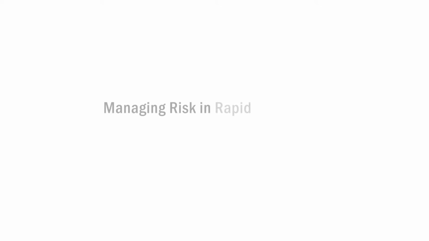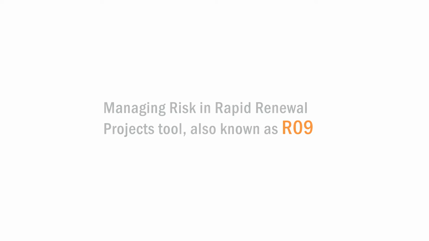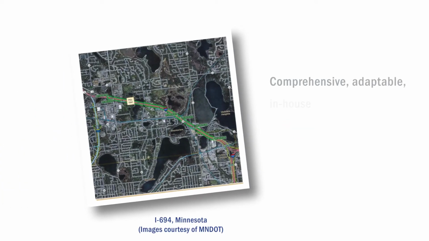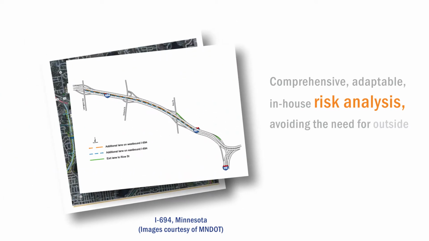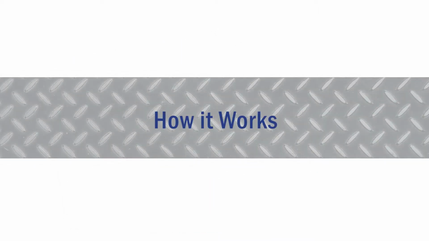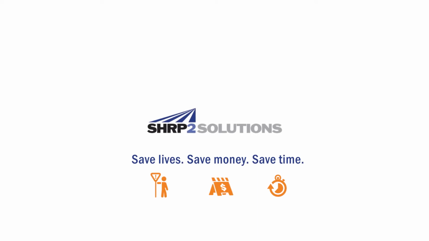The Federal Highway Administration, AASHTO, and TRB have introduced the Managing Risk in Rapid Renewal Projects tool, also known as R09, to help agencies complete a comprehensive yet adaptable in-house risk analysis, avoiding the need to rely on outside consultants and therefore reducing costs. R09 was developed as part of the Second Strategic Highway Research Program, also known as SHRP2, and has already been used on projects across the nation.